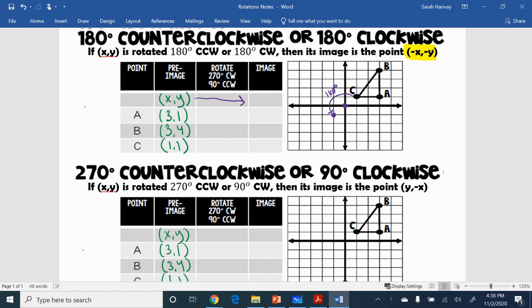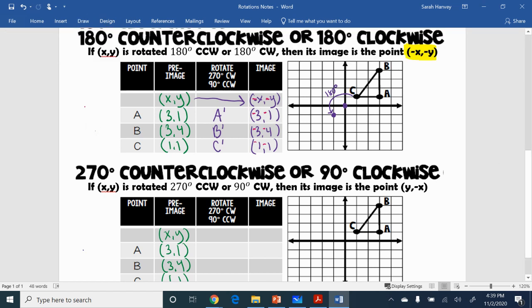So I'm going to go over here. It's going to be negative x, negative y. So we're going to take that point and rotate it 180 degrees around that origin. Let's rewrite the x and y coordinates: 3, 1, 3, 4, 1, 1. But this time we're going to make them both the opposite. So negative, negative, negative, negative, negative, negative.